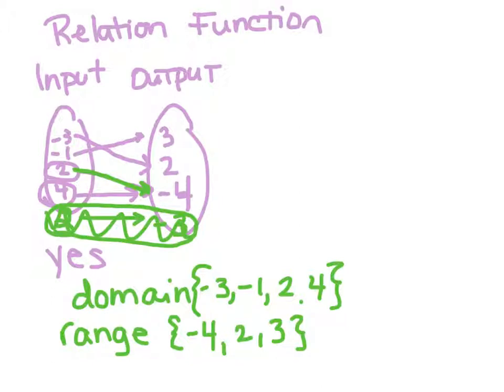And so this is what a function is here, where each x has its own y. And then the domain is all of the x values, or the input values, and the range is all of the y values, or the output values.